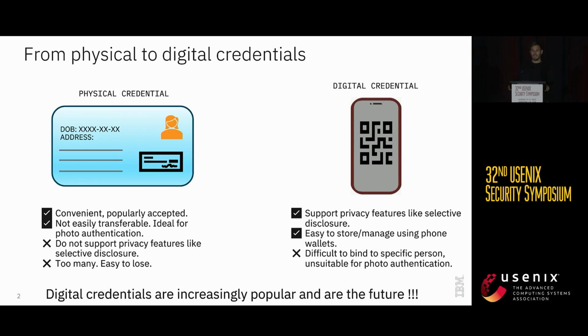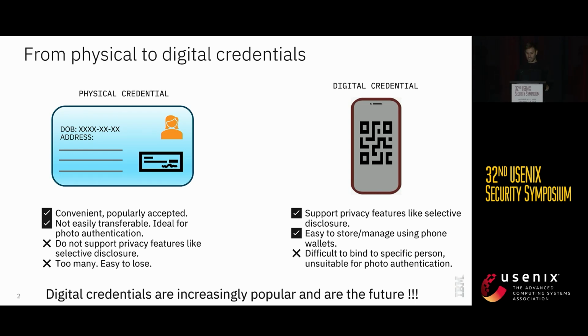On the other hand, we have digital credentials that are getting more and more popular, especially in recent years. During the pandemic, for instance, in Europe, we had the COVID pass. This type of credential allows for selective disclosure because we can decide which information to show during the verification phase. And they're also easy to store and manage because we have everything in our phone wallet. We can add and remove them as much as we like, and everything is confined in the same space.